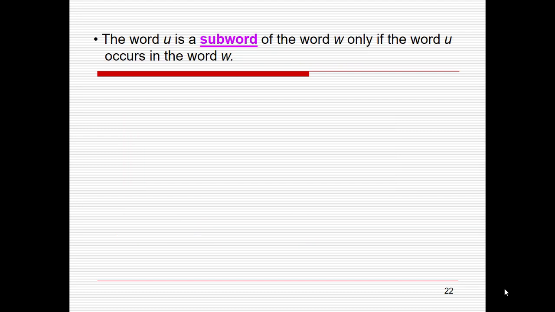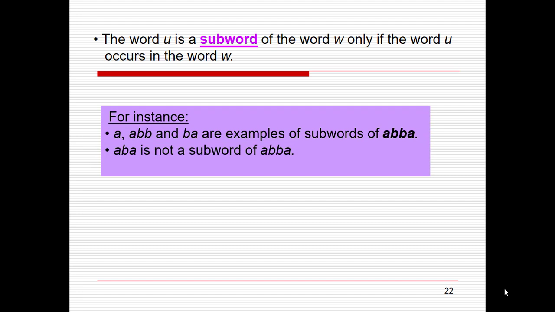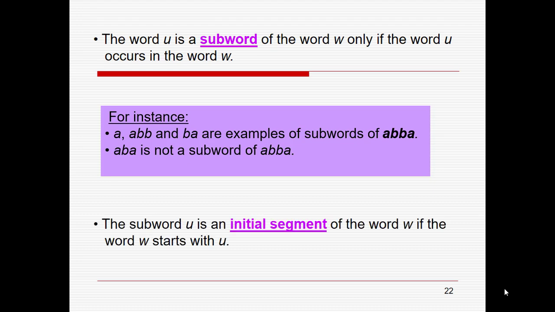Some other definitions, we can look at subwords. A subword is just a number of letters inside a word, consecutive. So you may not have empty spots in there. If we look at the word abba, then bba would be a subword, or ab would be a subword, or bb, etc. But aba is not a subword because we don't have those consecutive letters in the original word. If the subword starts from the beginning, we call it an initial segment.